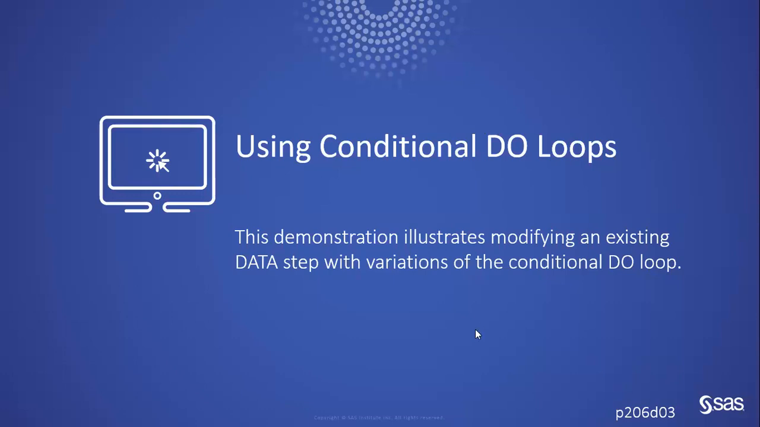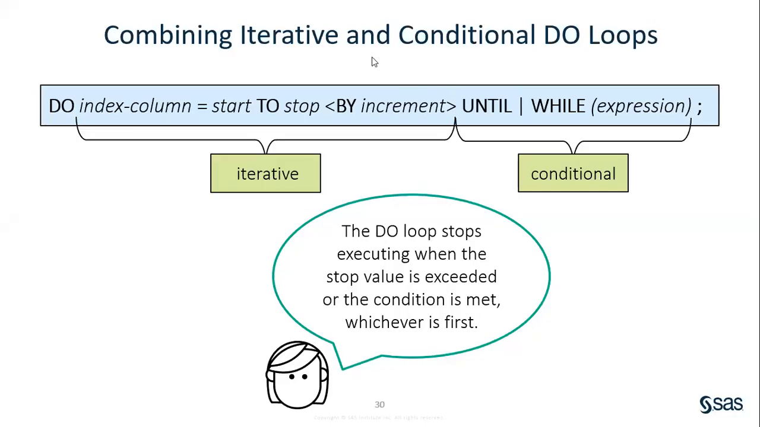Okay, now let's understand that you can use a conditional DO loop statement as well as an indexing DO loop together. This means you can combine iterative as well as conditional loops. So you can write DO index variable equals start TO stop, if you have any increment you can give it, and you give your WHILE or UNTIL expression, that is your condition. The DO loop stops executing when the stop value is exceeded or the condition is met, whichever is first.